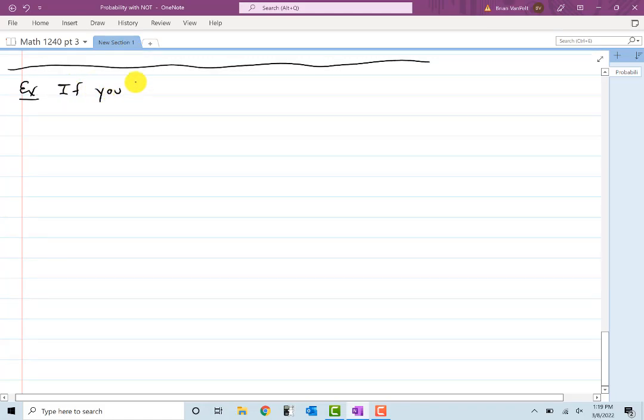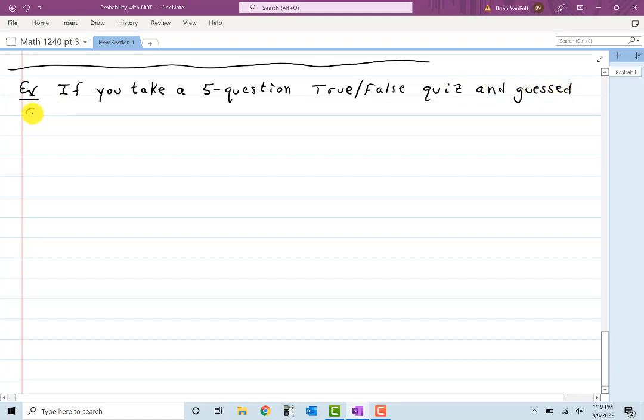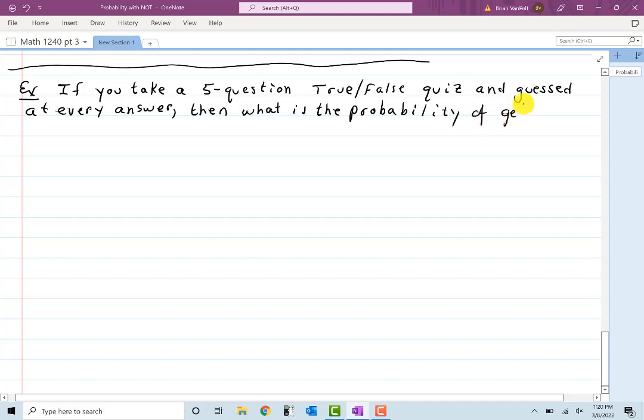If you take a 5-question true-false quiz and guessed at every answer, then what is the probability of getting at least one correct?